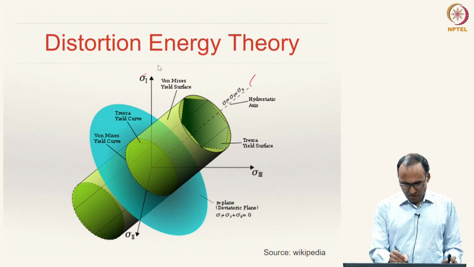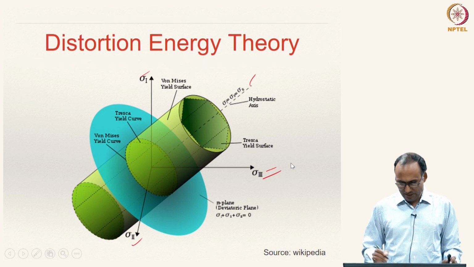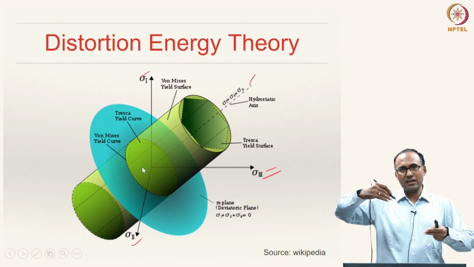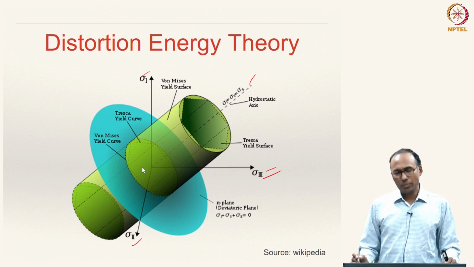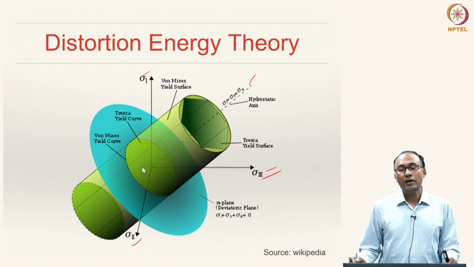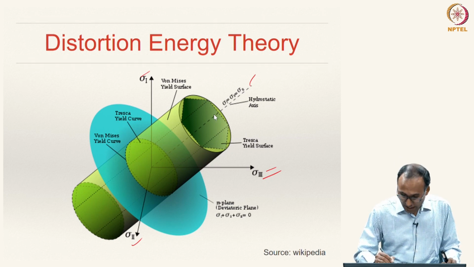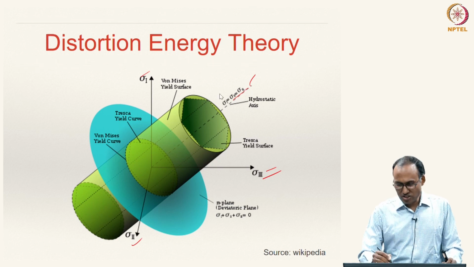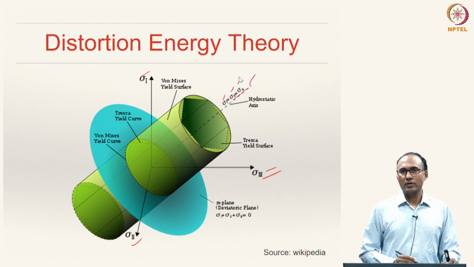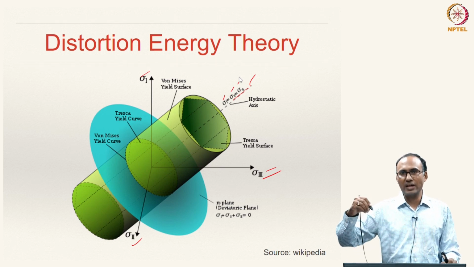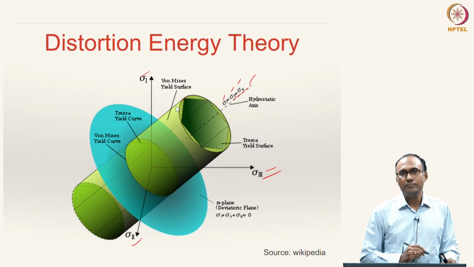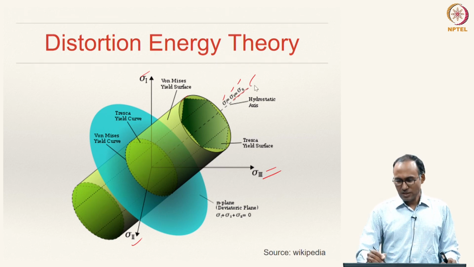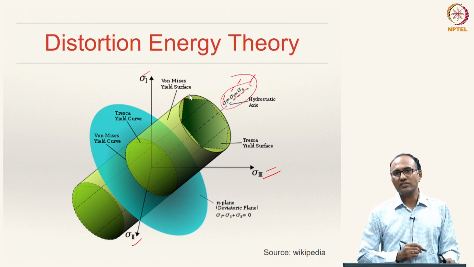Here you have your sigma 1, sigma 2 and sigma 3, and your cylinder is inclined at a 45 degree angle with all the principal axes. This line that you are seeing here represents a state of stress on which sigma 1 equals sigma 2 equals sigma 3. As long as your stress state is on that line, it will never intersect the boundary, right. That means that is actually the hydrostatic state of stress.